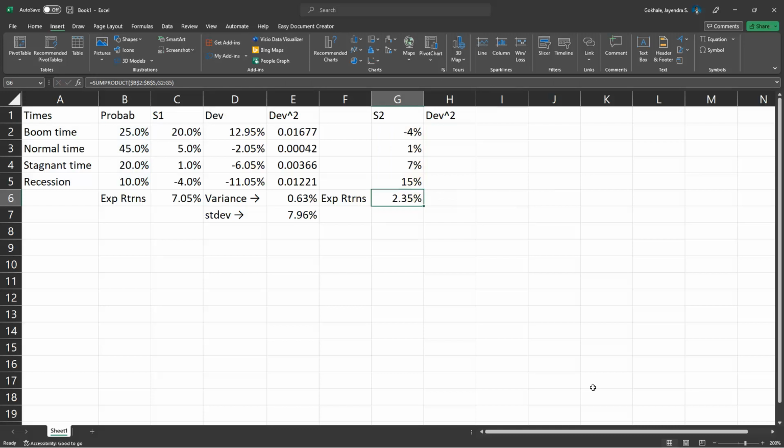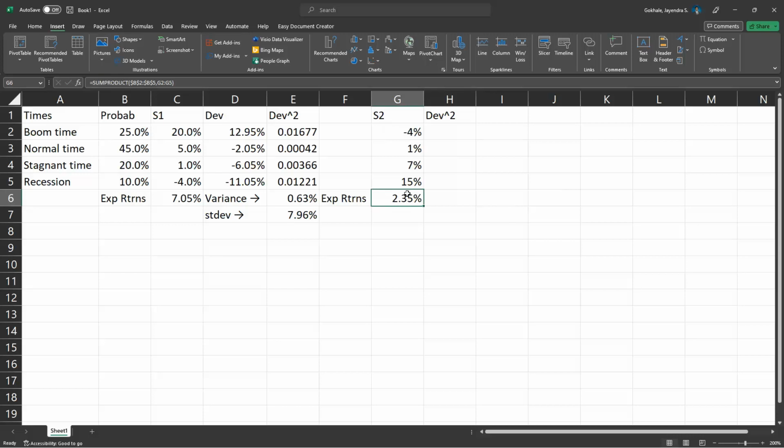Now let's just quickly look at what the second stock is doing. So in boom times, stock 1 is doing fantastic, but stock 2 is not doing well. People are not buying stock 2. And in normal times and stagnant times, however, stock 2 seems to do a slightly good job. In recession though, everybody is buying stock 2. That's amazing. So stock 2 could be something like maybe gold or a treasury bill or a bond, etc.